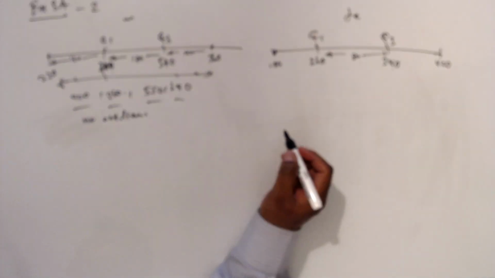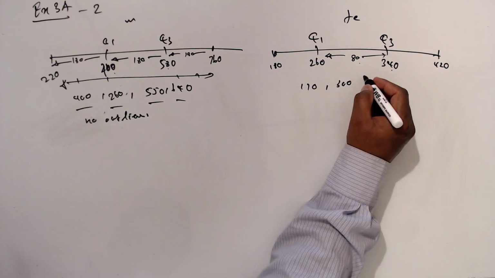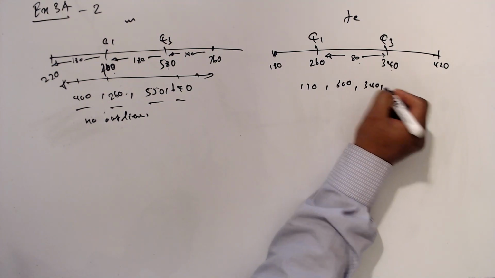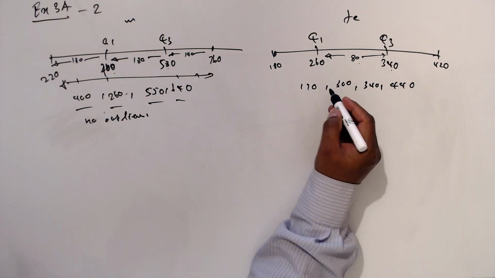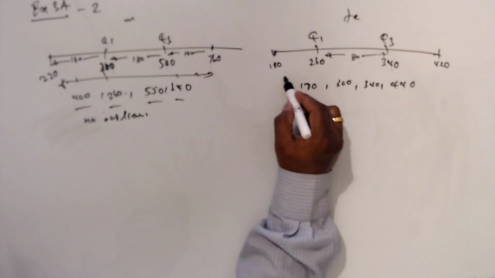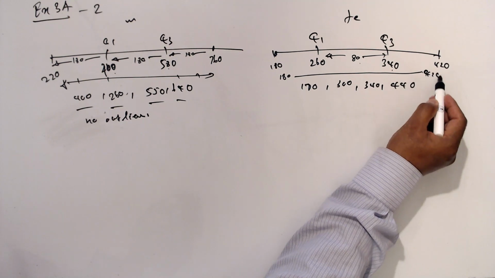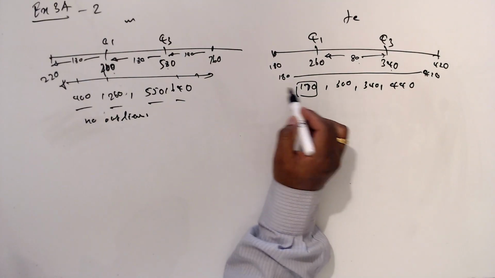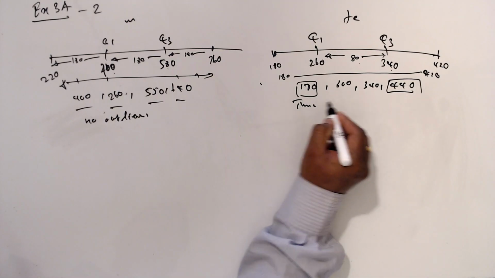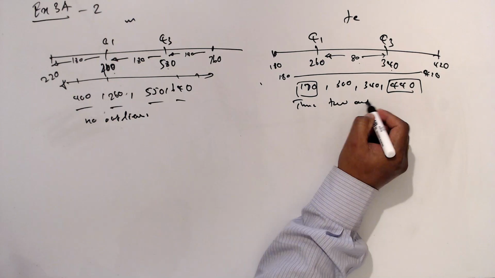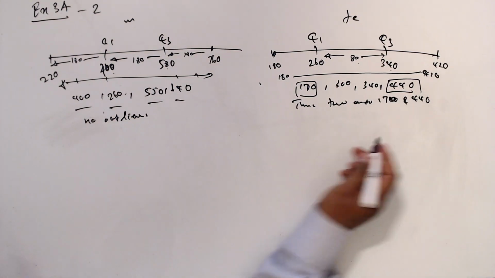Now for this one, 170, 300, 340, 440. So there is 170. So there are two outliers, because when you take 180 to 420, so 170 is out of this region and 440 is out of region. So there are two outliers, 170 and 440.